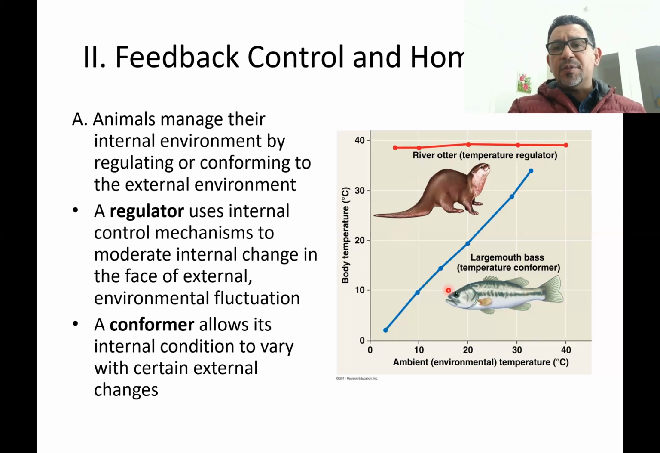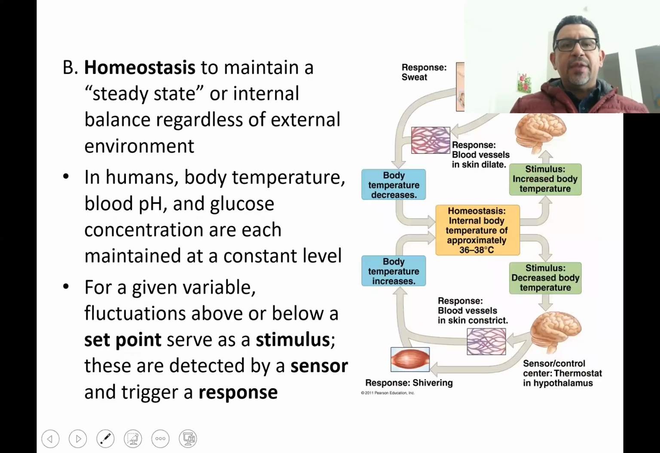When you look at the largemouth bass, if the water is cold, likewise, the body temperature for this animal is going to be cold. If the water warms up, then the body temperature for this animal will also increase. So the animal is just conforming. Whatever the environment does, that is exactly what the internal conditions of the animal will be doing, always following the environment. So this steady state or homeostasis can often be achieved by means of internal strategies.